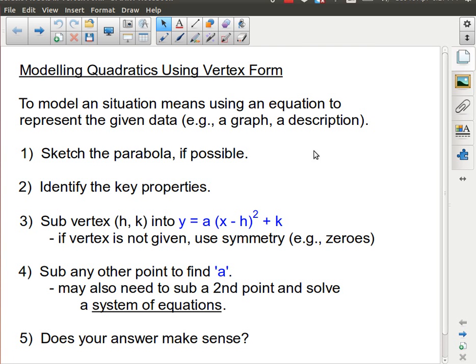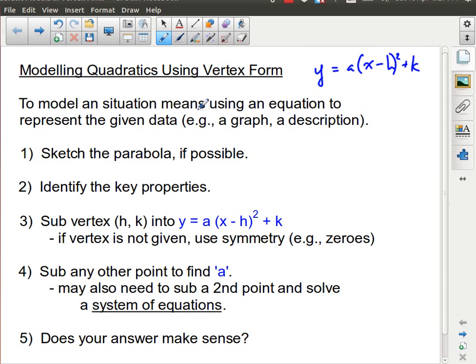For this lesson, we're going to be looking at the idea of modeling using a quadratic equation, and in particular, we're going to be modeling using quadratic equations in the vertex form. So that's going to be in the form y equals a(x minus h) all squared plus k.